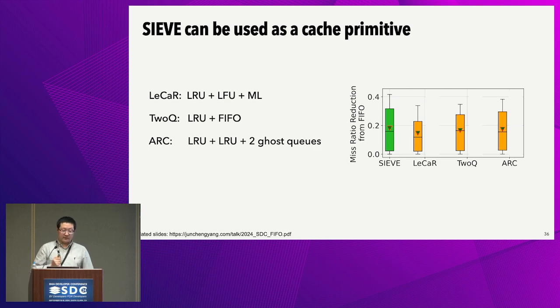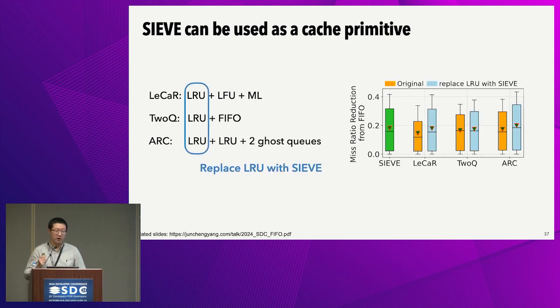Besides using sieve as a cache eviction algorithm, if you want better performance or better efficiency, you can also compose sieve with other eviction algorithms. For example, Nika, 2Q, and ARC are different state-of-the-art eviction algorithms. Nika uses LRU plus LRFU with some machine learning technique. 2Q uses LRU plus FIFO, and ARC uses two LRU queues and two ghost queues. We find that by replacing the LRU queue with sieve, we can actually achieve better efficiency.